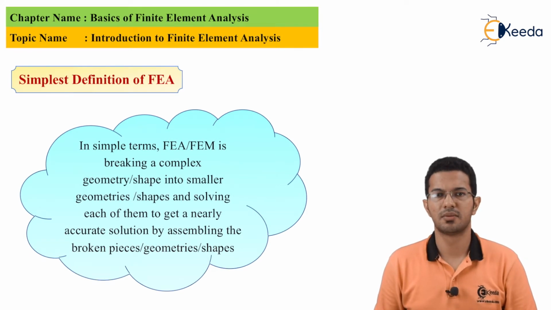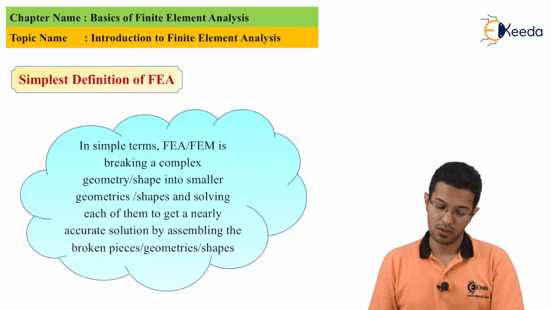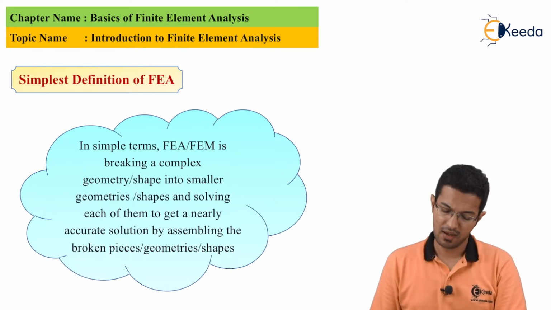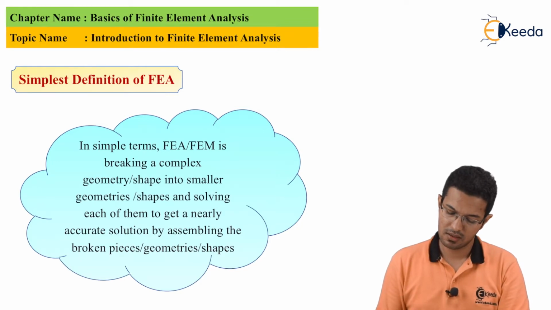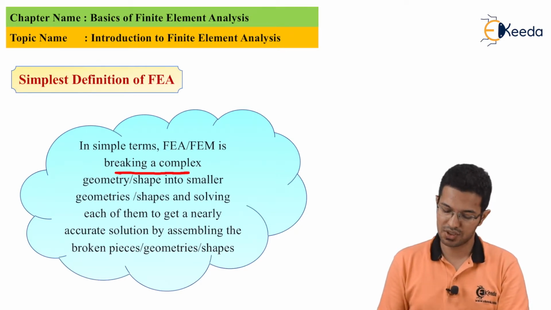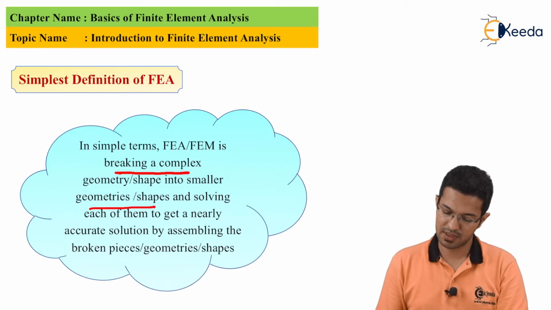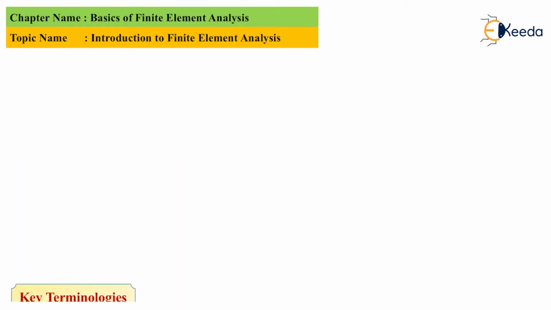So, as per the simple concept we learned in the previous slide, we can define FEA as the method of breaking a complex geometry into smaller geometries or shapes and solving each one of them to get a nearly accurate solution by assembling the broken pieces. As per the simplest definition, FEA is nothing but breaking a complex geometry or shape into smaller geometries or shapes and solving each one of them to get a nearly accurate solution by assembling the broken pieces.